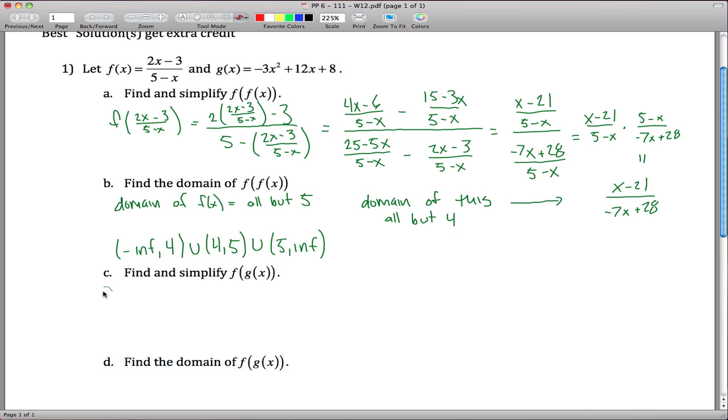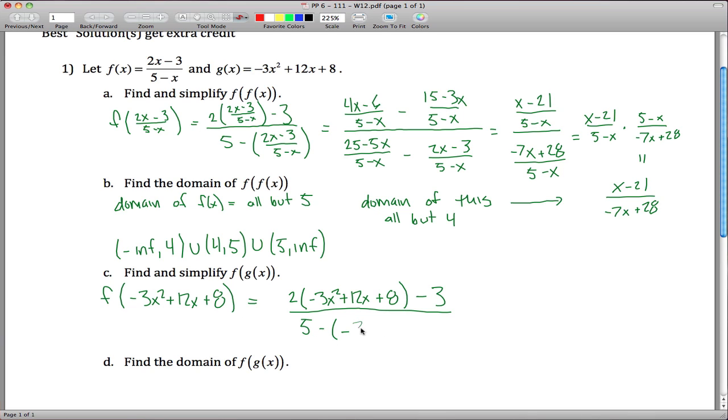Now we want to find f of g of x. g of x is negative 3x squared plus 12x plus 8. Okay, f of x is this mess, so what I have is 2 times, instead of writing x, I'm going to write negative 3x squared plus 12x plus 8, minus 3. Remember, f of x is 2x minus 3, so I wrote 2x minus 3. I want to divide that by 5 minus x, which I'll replace with negative 3x squared plus 12x plus 8.